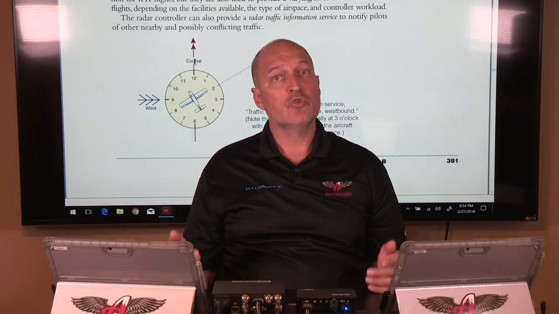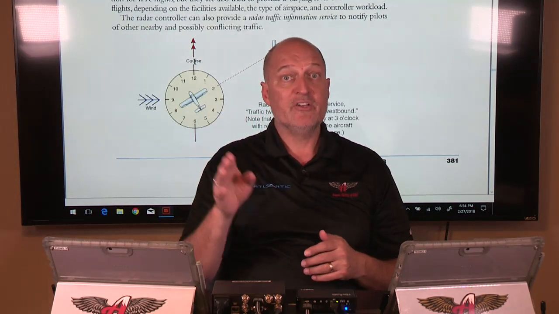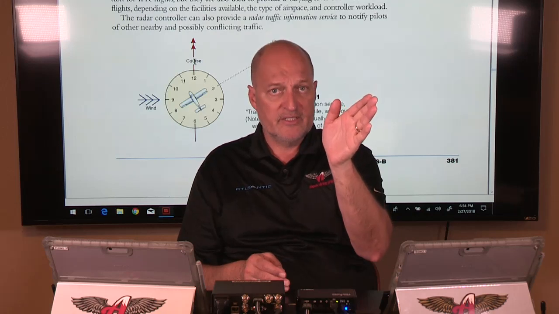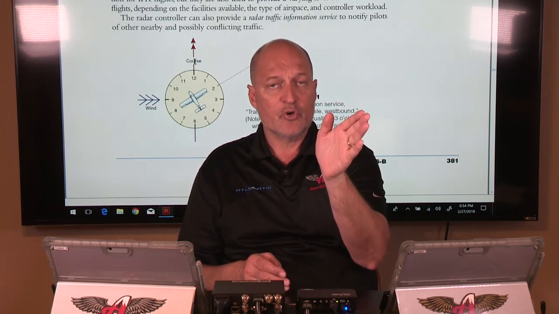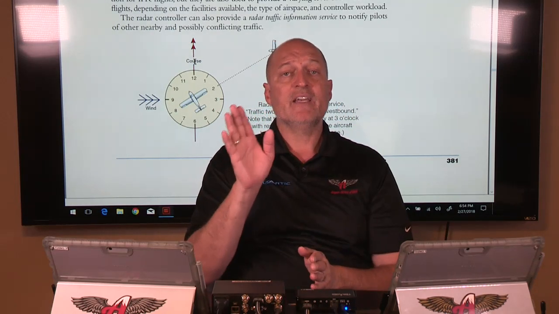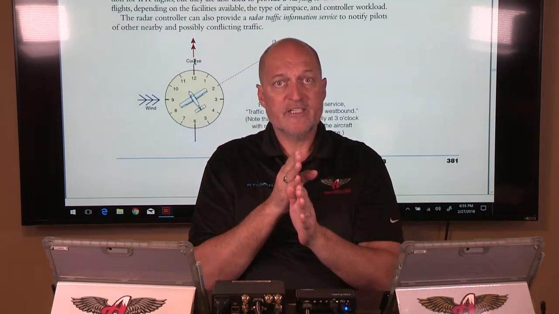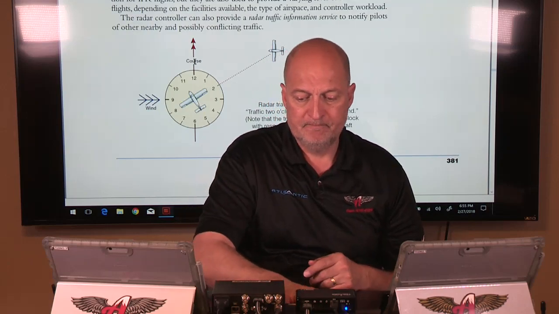So when they tell you 2 o'clock, it may not actually be at your 2 o'clock, especially if you're 15 degrees to the left of your course for your wind correction angle. So you've got to know which way that 2 o'clock is relative to your ground track.